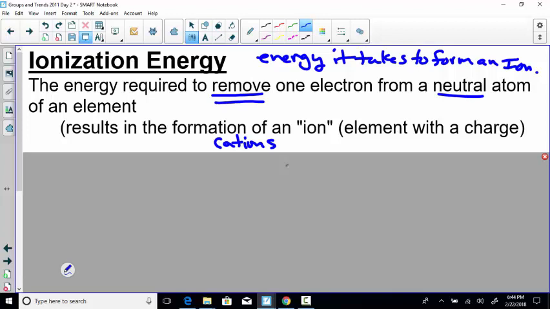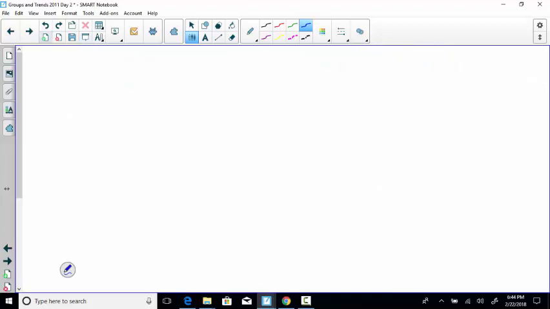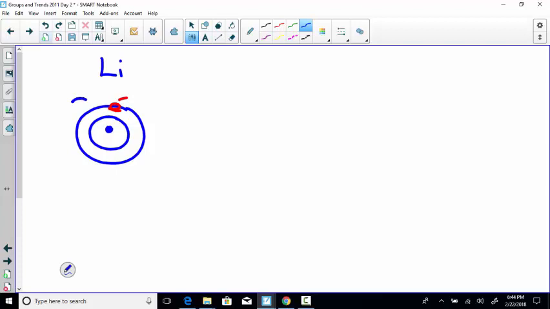So now we're going to look at a specific little equation. If I have a normal lithium atom, where it has one electron in its highest energy level, what I'm going to do is take this electron and slap it with some energy. I'm just going to give it a big old slap. So I'm taking this neutral atom and I'm going to add energy to it.